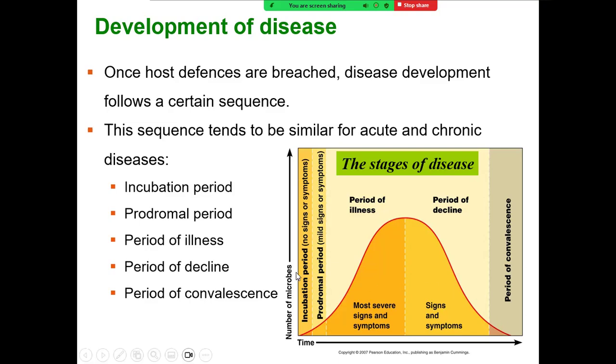So these are the periods of the stages of disease. Starts with the incubation period, followed by prodromal, followed by the period of illness, followed by the period of decline, followed by the period of convalescence. Any questions about any of that?